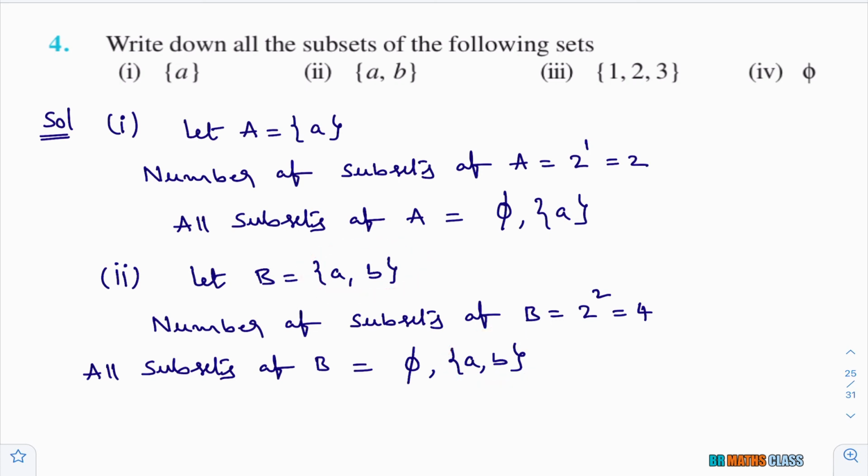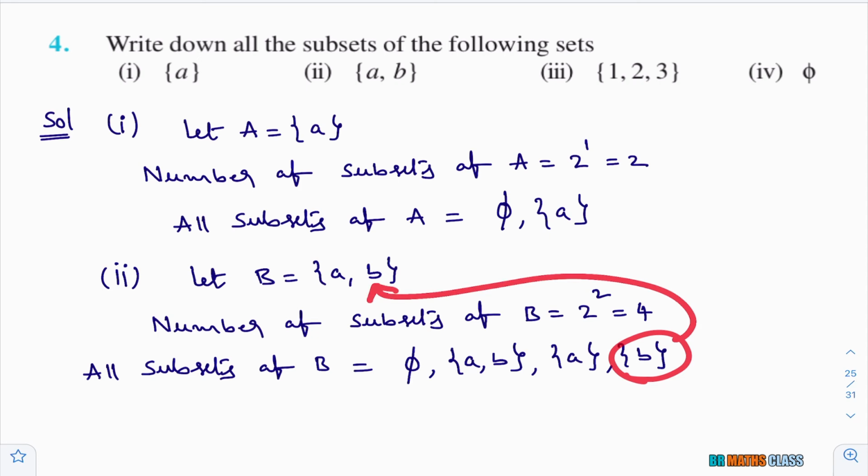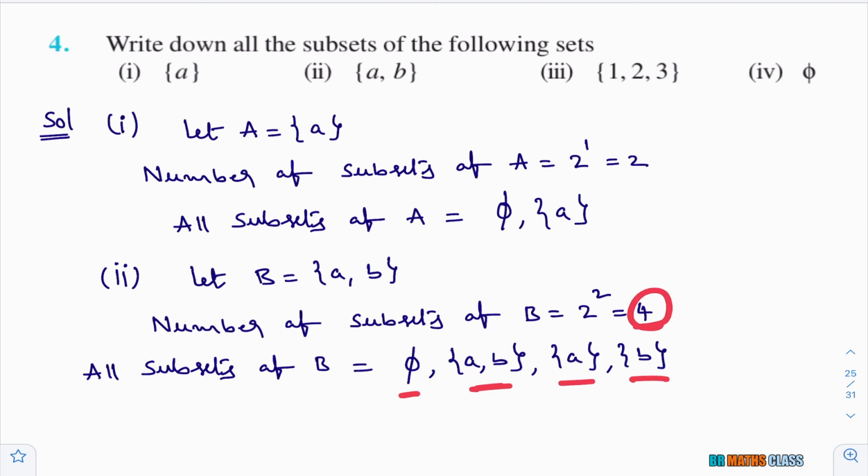And one more thing, here I can write single element sets. You please observe, this is the set which contains only one element, A. Is A present in this set? Yes, A is present in this set. So this is a subset of this set, no doubt in that. In the same way, singleton set B, this contains only one element. Is this element present in this set? Yes. All the elements present in this set are present in this set. So this is a subset of this set. So total how many subsets we got? 1, 2, 3, 4. Total 4 subsets are there. I hope you understand this.